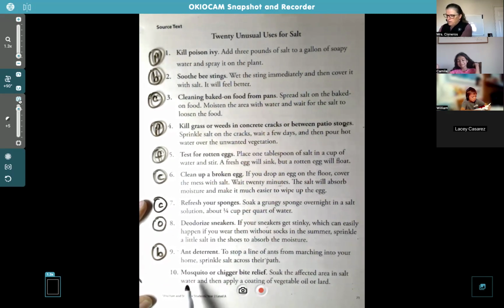Number 10, mosquito or chigger bite relief. Now, that word chigger, we don't really have those in California, but they are in Oklahoma and Texas. I've seen them and I've been bitten by them before. They are a tiny red bug. It's weird, but they bite like mosquitoes do, and they leave you really itchy. So that's what a chigger is.